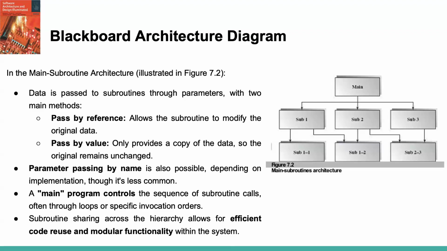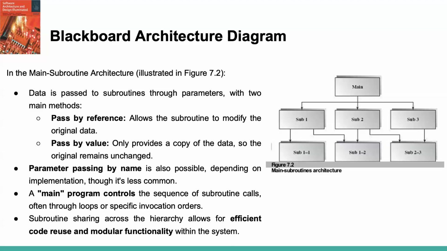Additionally, parameter passing by name is also possible, though it's less common in modern programming. This approach allows data to be evaluated as an expression, giving more flexibility, but it's not widely used due to complexity. In this architecture, the main program controls the sequence in which subroutines are called. This is often done through loops or specific invocation orders, allowing for a structured flow of execution. For example, the main program might call sub1, then sub2, and so on, following a predefined logic or dynamic conditions.